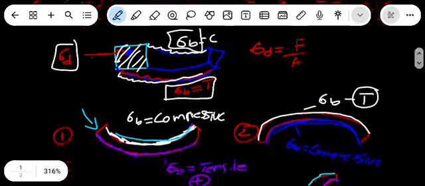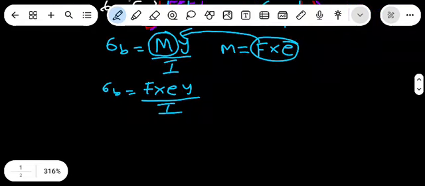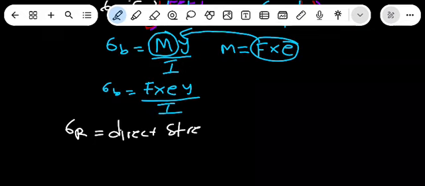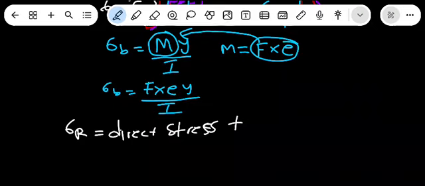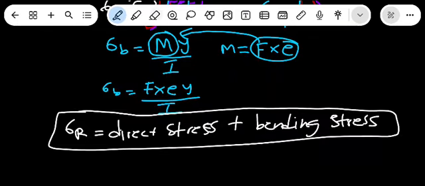So how can you combine this? When you combine this now, you're looking where? Remember, the bending stress is that. So we will have what we call the resultant. When we combine these two, we obtain what we call the resultant, whereby that resultant will be direct stress, I mean, it's a direct stress, plus the bending stress. So this is what we have there.